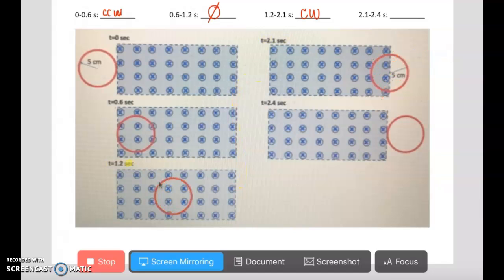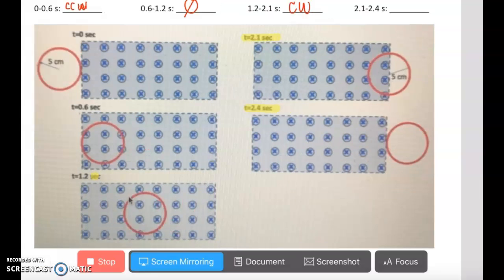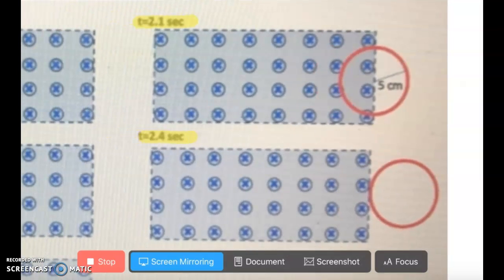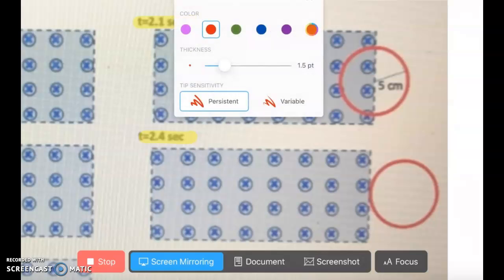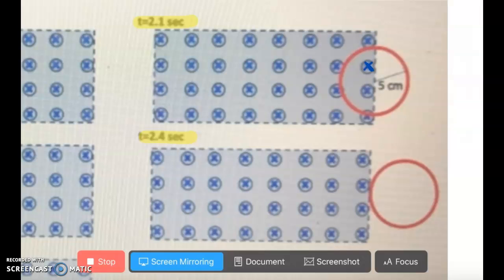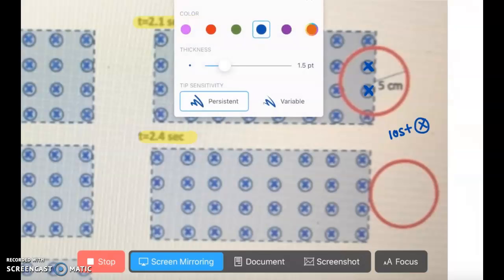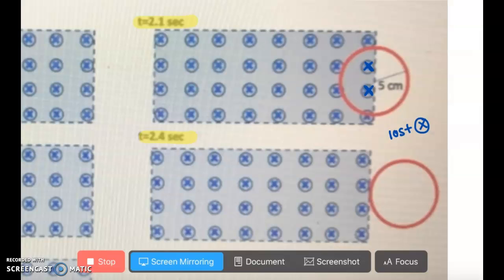We have one more transition here, from 2.1 seconds to 2.4 seconds. Again, looking at the change, I had a little bit of into-the-pageness to start, and I had no into-the-pageness at the end. I again lost into-the-pageness, and I don't like it. So to compensate, I'm going to create some into-the-pageness.